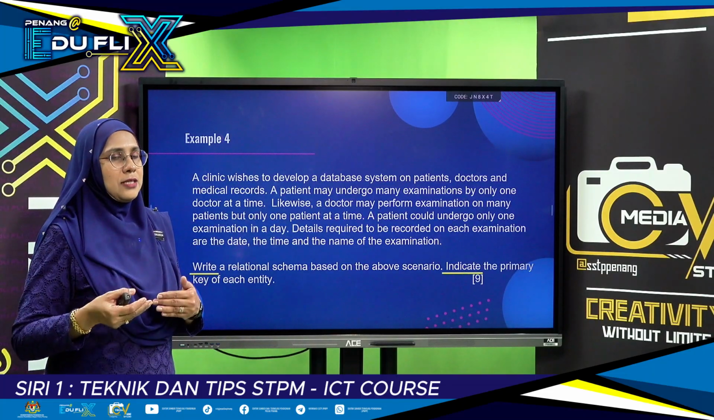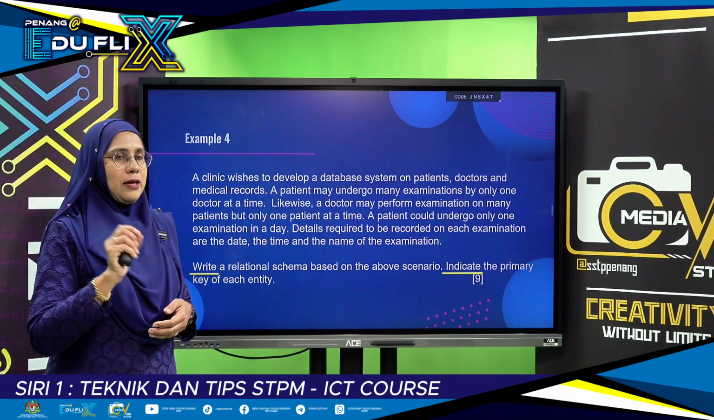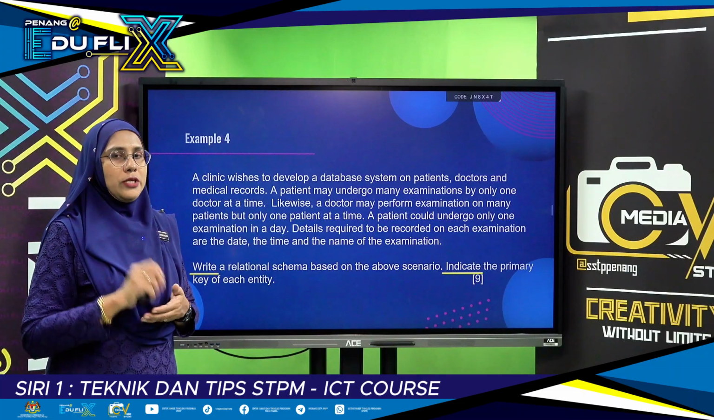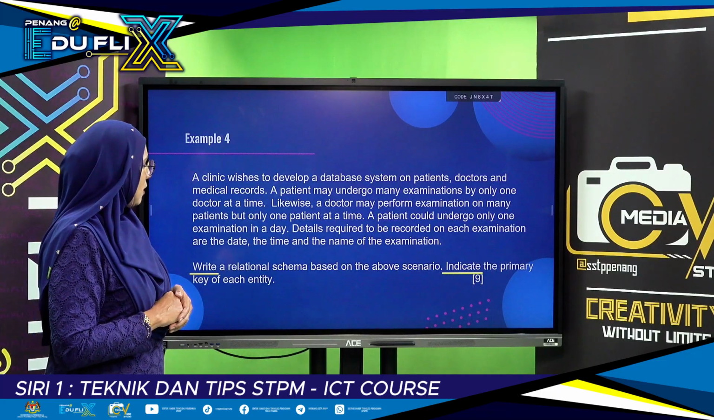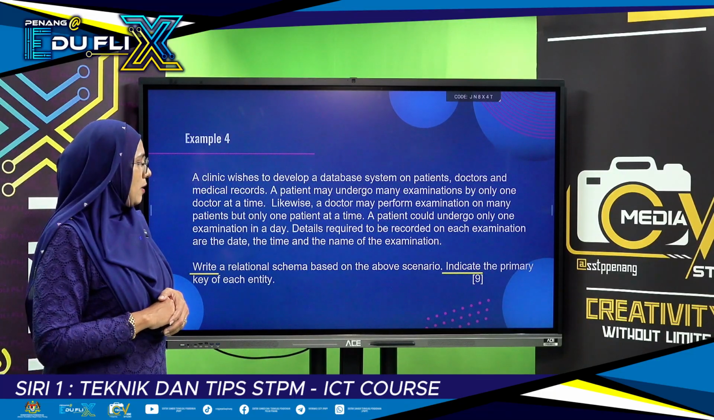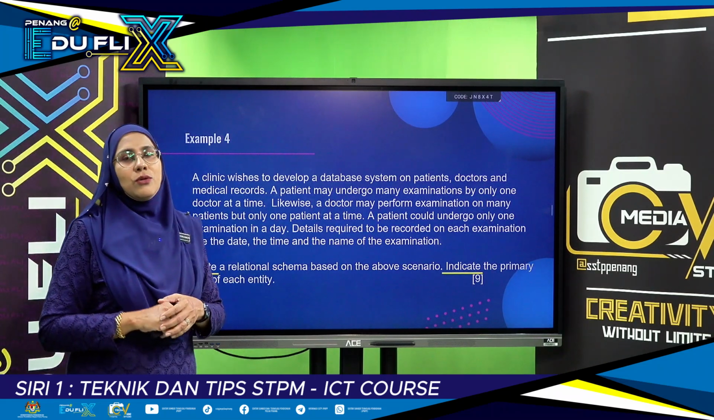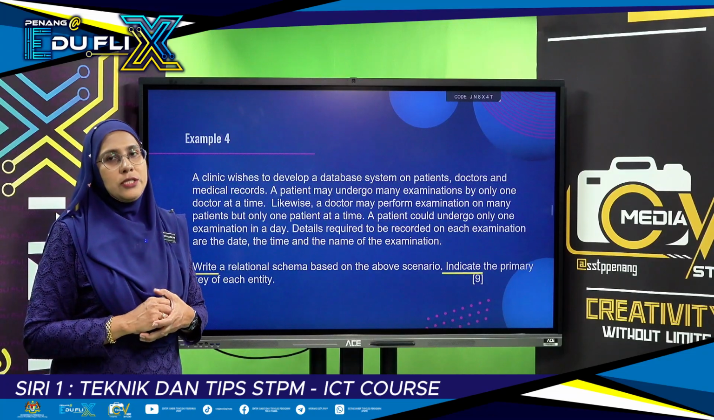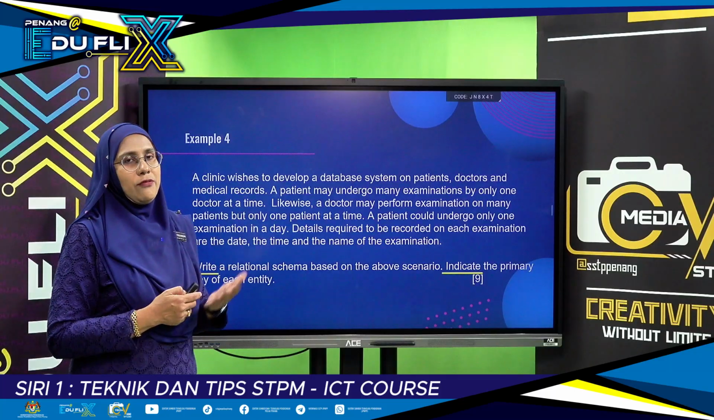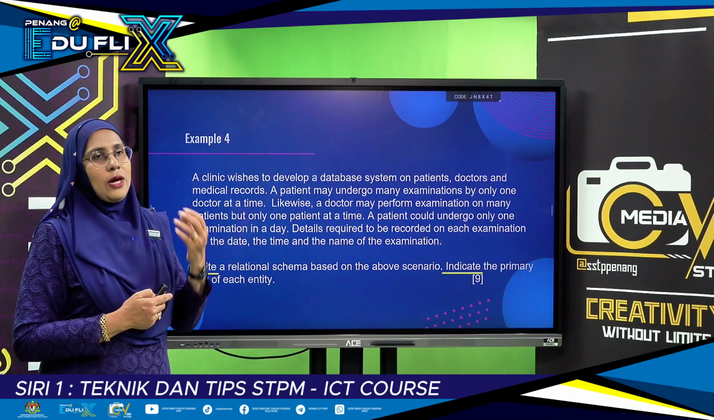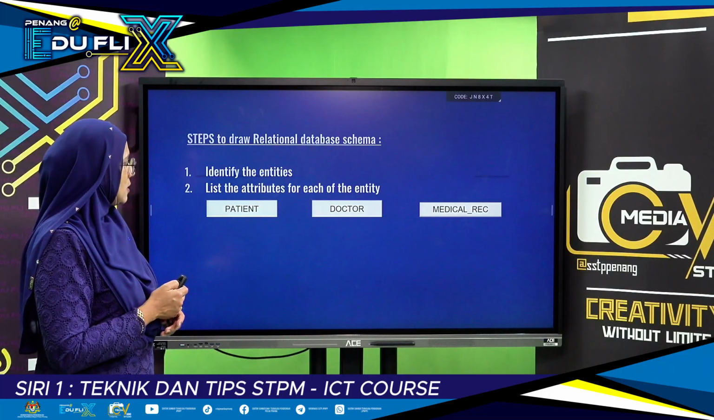So if you don't understand, keep on reading, you repeat and keep on reading, and you can jot down. You take out the important points and you jot down so that you can see it clearly. So here you have to write a relational schema. Based on the above scenario, indicate the primary key of each entity. So if students do not know what is relational schema, they cannot answer this question. What is relational schema? You just identify what are the entities, and then you identify the relationship and also the attribute. So these are the suggested answer.